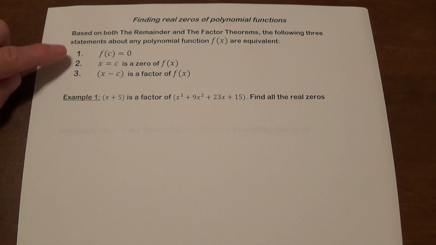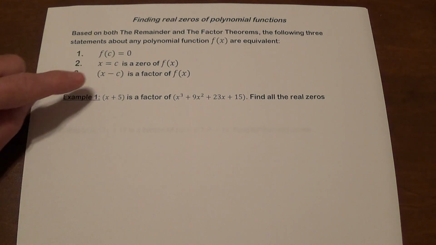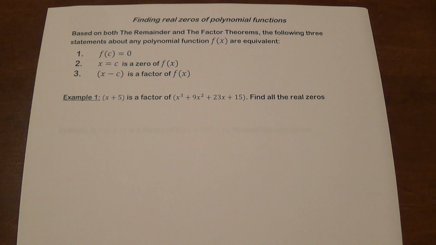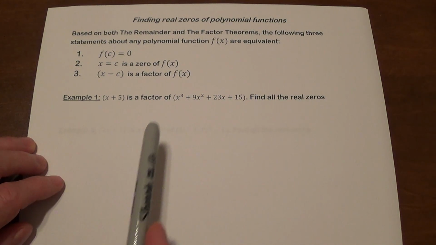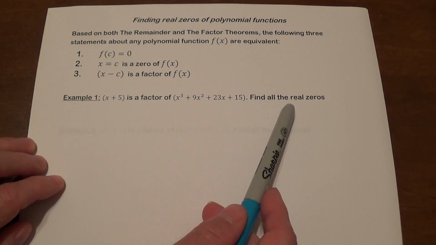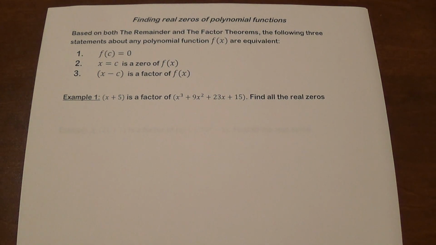For some value c, f of c equals 0; x equals c is a zero of f of x; and x minus c is a factor of f of x. We're going to use all this information to solve these problems. So let's take a look at this first problem. It says x plus 5 is a factor of this polynomial, and we want to find all real zeros.